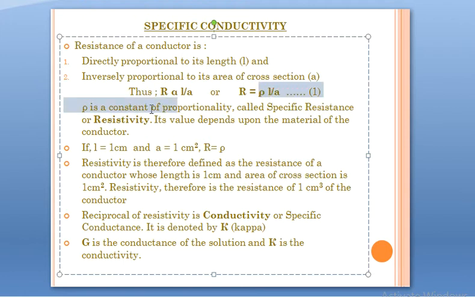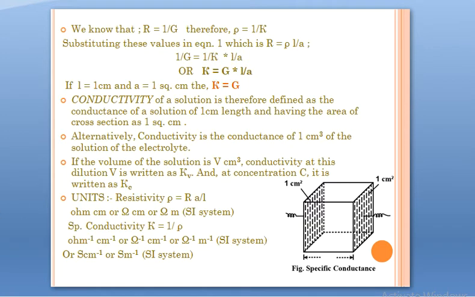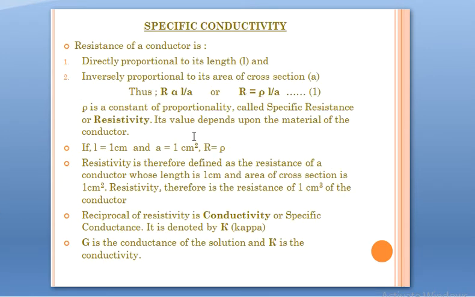Now what is this rho? It's a constant. We speak so much about constants, and I say this again and again: it is very important to understand these constants and remember their definitions and specifications. This rho is a constant of proportionality, and it is called specific resistance or resistivity. The recommended nomenclature is resistivity. That is why I have highlighted resistivity here, written in bold. This rho is a constant known as resistivity, and its value depends upon the material of the conductor. Whichever material you take determines the value of this constant.